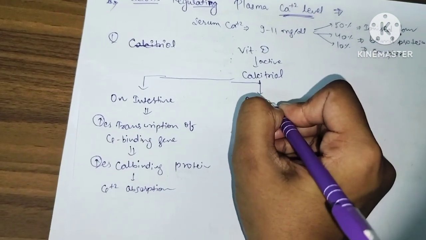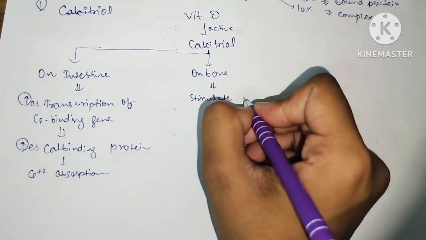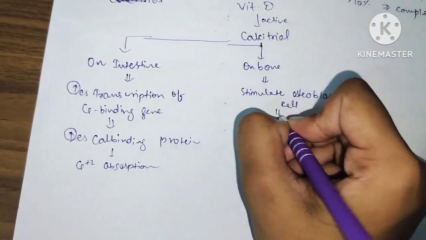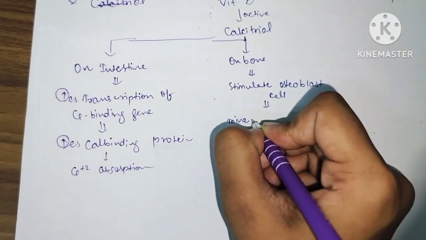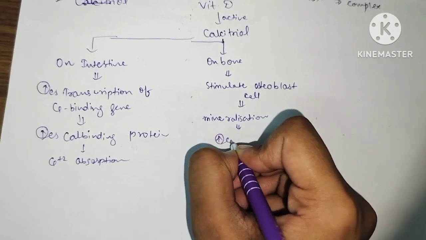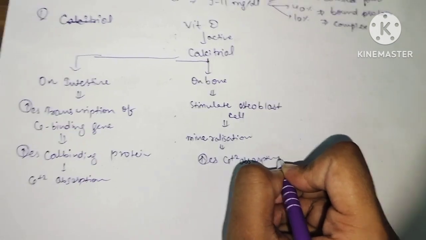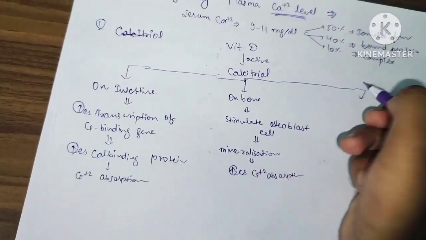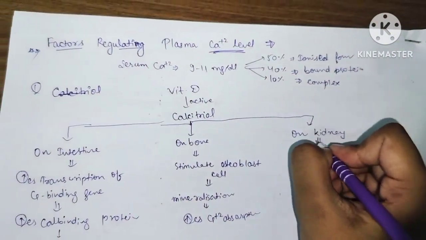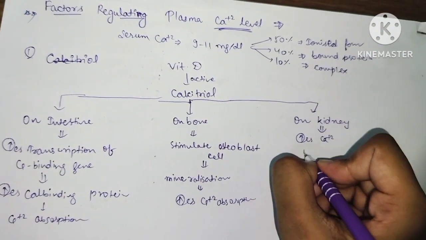Second, on the bone, it stimulates the osteoblast cells, which causes mineralization of bone and increases the calcium absorption. Third, action on the kidney. It increases the calcium absorption as well as phosphorus absorption.